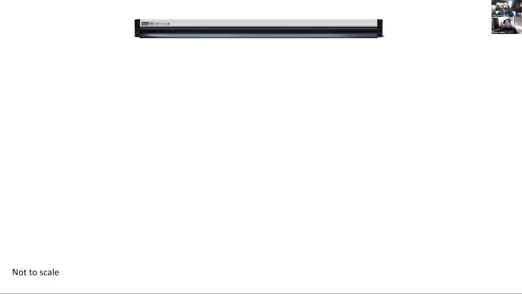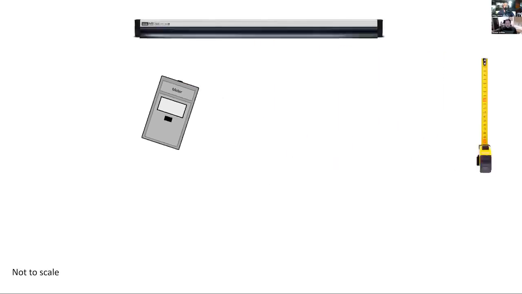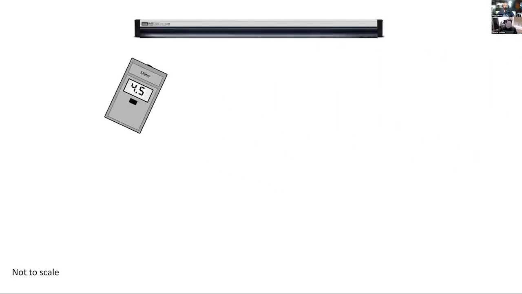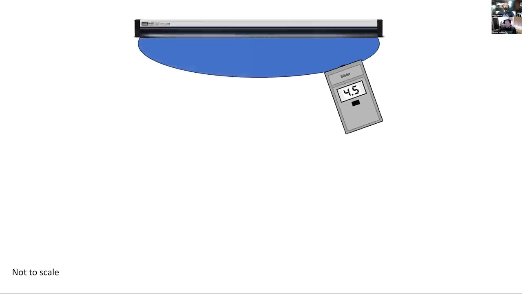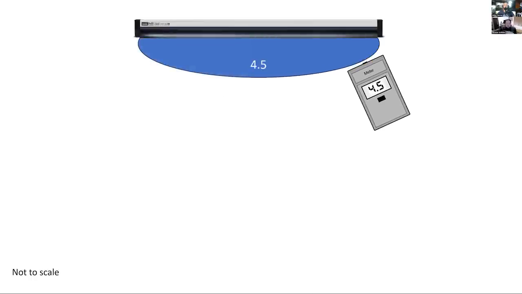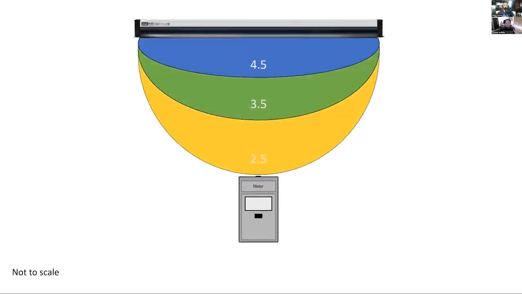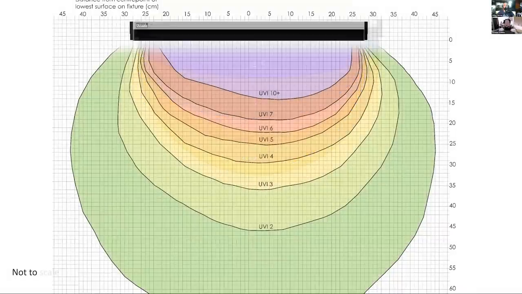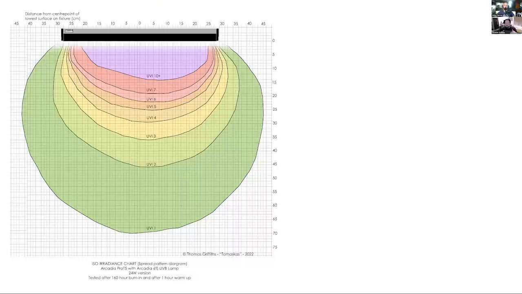The way we would normally do it is you would take a lamp, say an Arcadia Pro T5 with some sort of bulb in it, and you would measure it with the meter. You would measure it at, say, 10 centimeters, or 20 centimeters, and you get a different reading depending on how far away you are from the lamp. We've plotted this out. So, for example, we could be this far away from the lamp and have 4.5, and we could plot that on a graph. And we could do the same for 3.5, and the same for 2.5. What we essentially end up with is a map of how far away you need to be from the lamp to get a certain UVI reading.